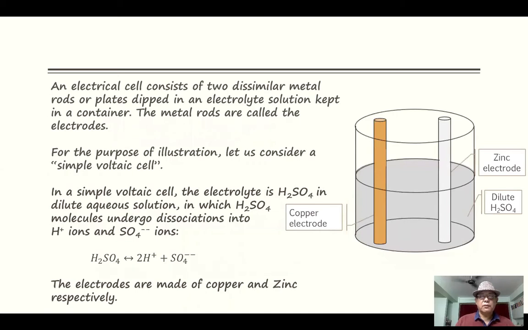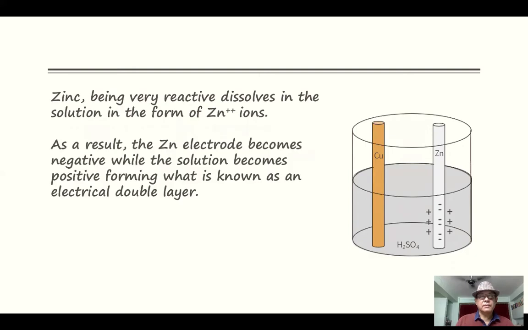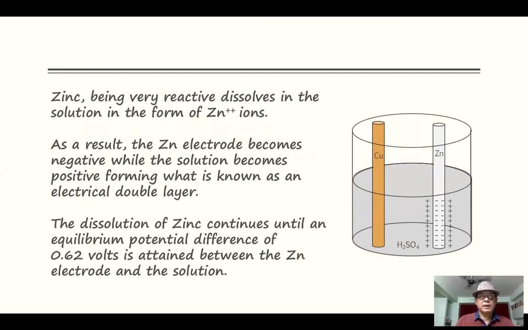The electrodes are made of copper and zinc respectively. In the diagram, the left one is the copper electrode and the right one is the zinc electrode. Zinc, being very reactive, dissolves in a solution in the form of positive zinc ions. As a result, the zinc electrode becomes negative while the solution becomes positive, forming what is known as an electrical double layer. The dissolution of zinc continues until an equilibrium potential difference of 0.62 volts is attained between the zinc electrode and the solution.